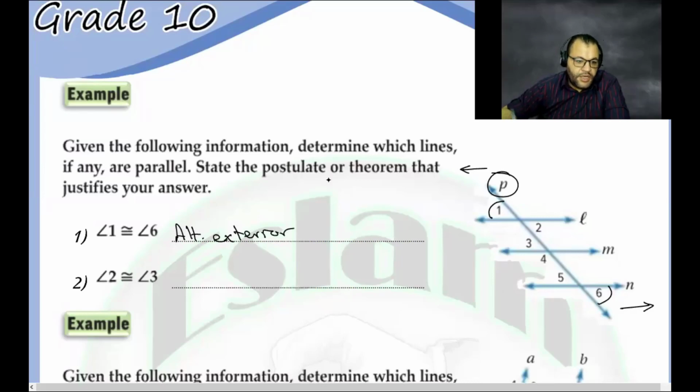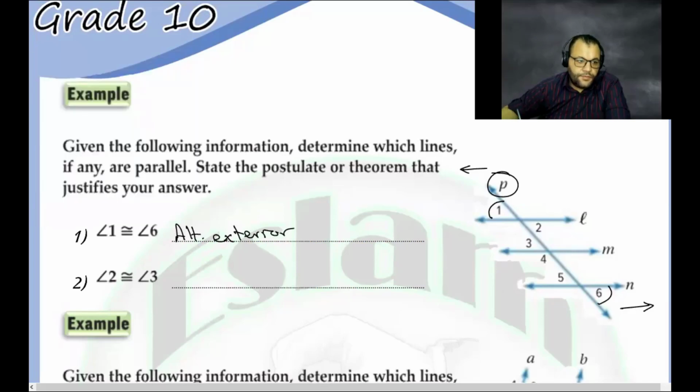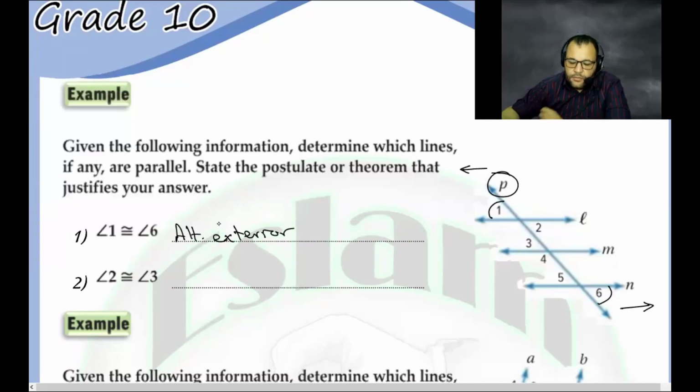What is the name of the two angles that are parallel? The alternate exterior. Yeah. So now we have alternate exterior. The alternate exterior says that we have two parallel lines. Is this right? Yeah.